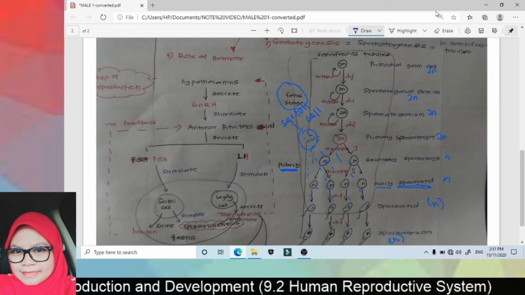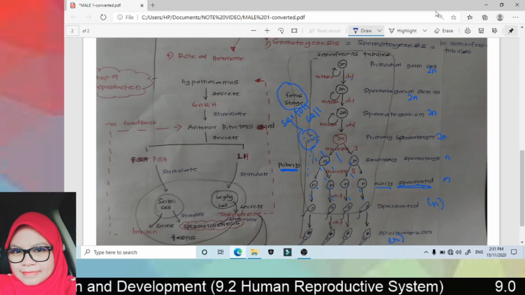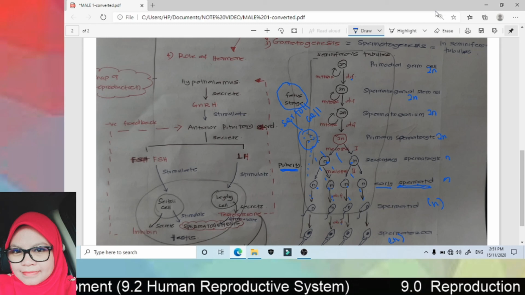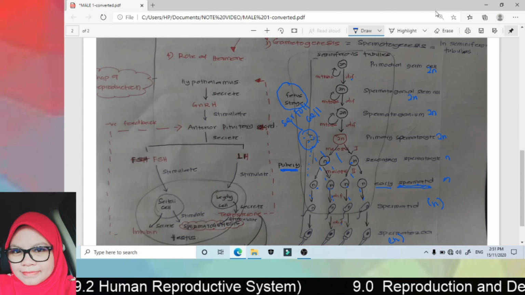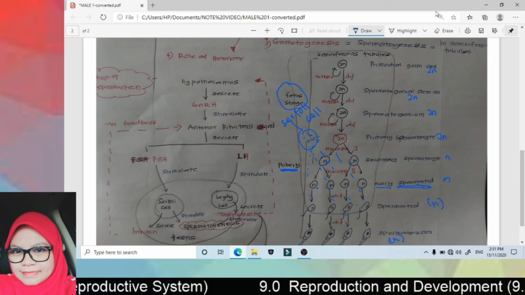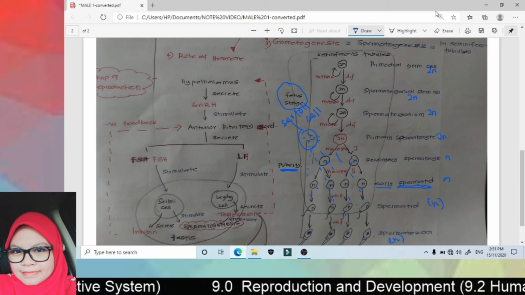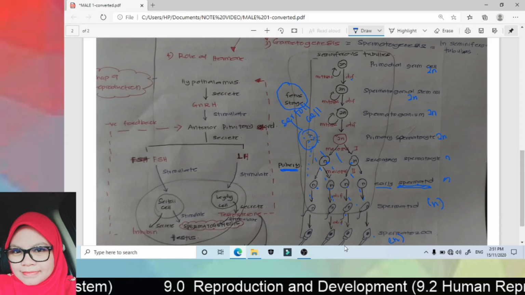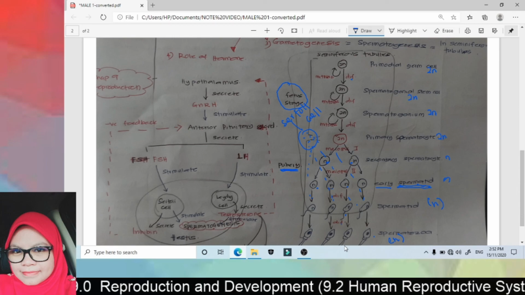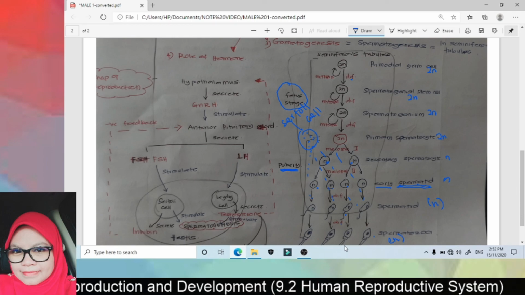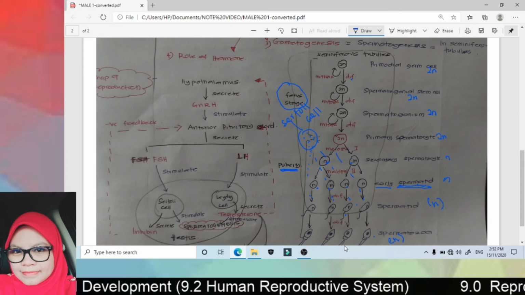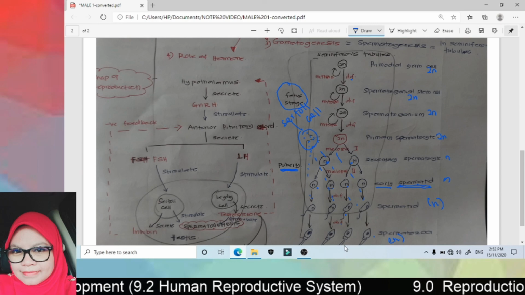And then this spermatid gets the nutrition, or is being nourished, by the Sertoli cell. Spermatid undergoes differentiation and becomes spermatozoa, which is the mature sperm. The spermatozoa then will be stored at the epididymis. Okay, dapat? Okay, kalau dapat, bagus. Okay, so that is the spermatogenesis process.